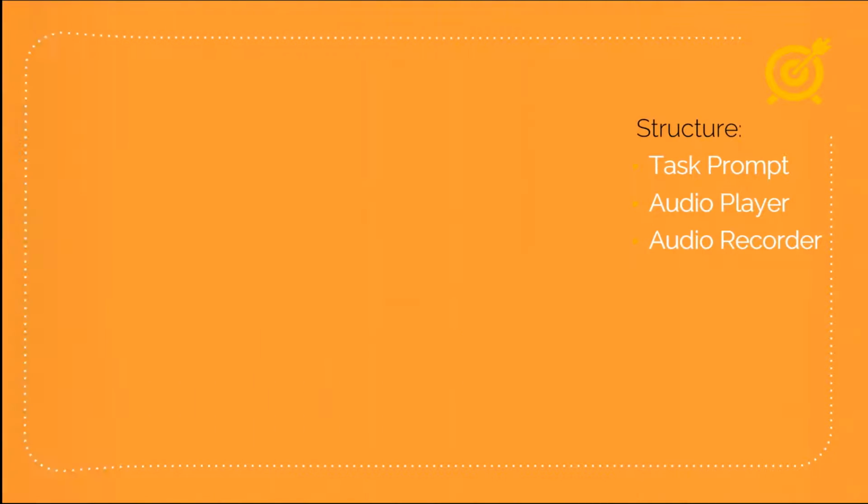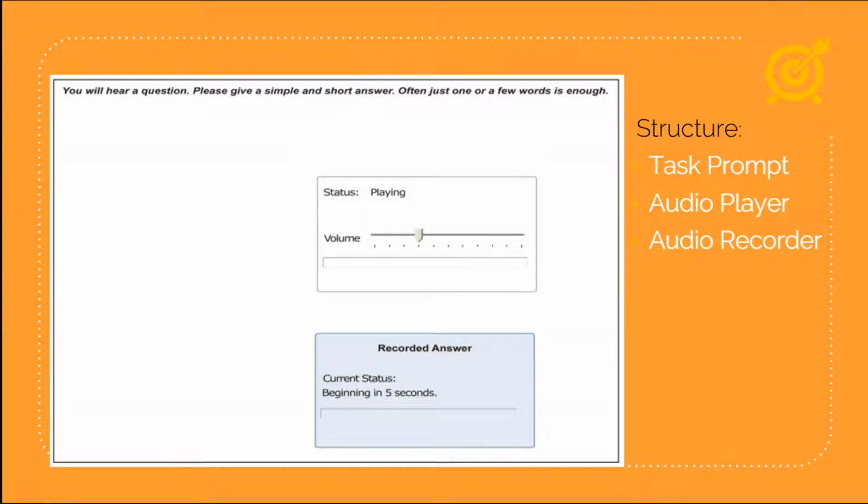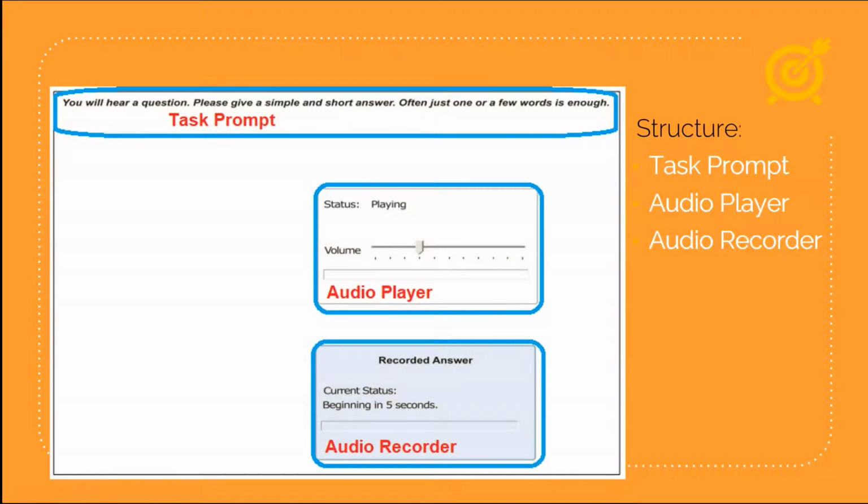So this is how you see the answer short question task in the test. On the top, you see the task prompt, which tells you what exactly you need to do. And below that, you see the audio player, which begins to play almost immediately. And just below that, you also see the audio recorder, which initially shows a countdown timer. And when the recording begins, the timer starts from 0, and it also shows you a progress bar. Once you are done recording your response, you click Next to move to the next question.